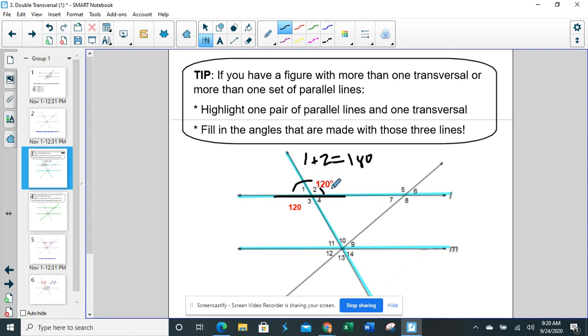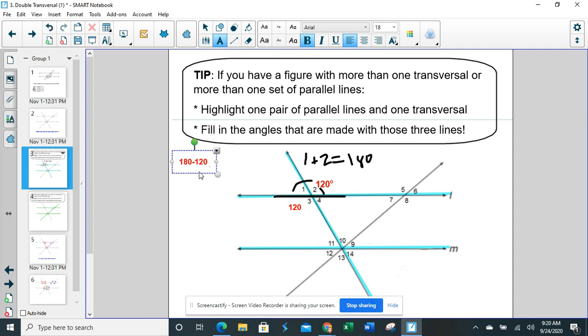So all I need to do is take 180 minus 120, and that will give me the remaining angle measure that makes up the entire supplementary angle pair, and that is obviously going to be 60. All right, so what I know is that right here, I have a 60-degree angle, and if this one is a 60-degree angle, then so is this one.